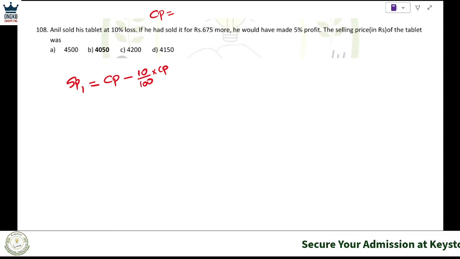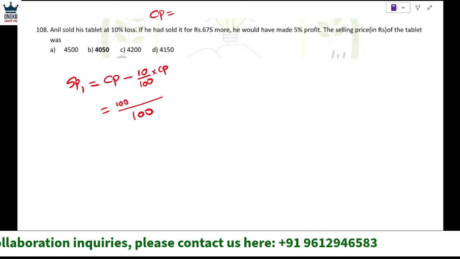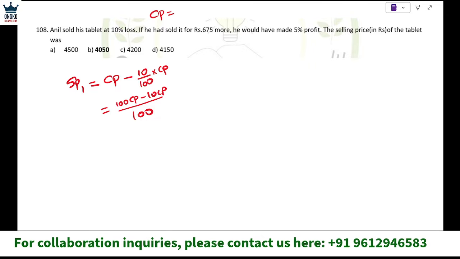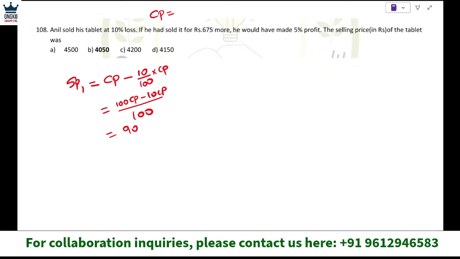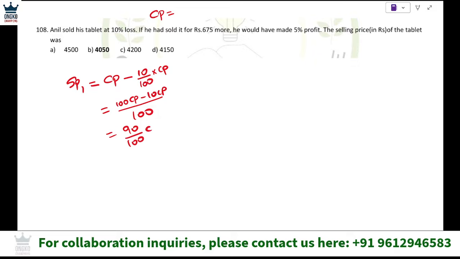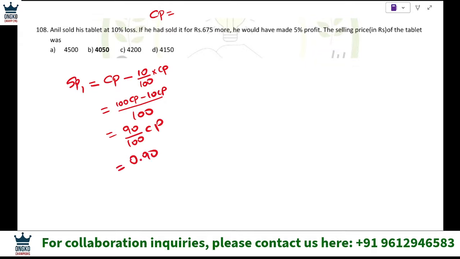10% of the cost price. Then this one will give us what? Taking 100 as the LCM, 100 cost price minus 10 cost price will give us 90% of the cost price, right? 90% of the cost price. So now we can use 0.90 also, 0.90 of the cost price.